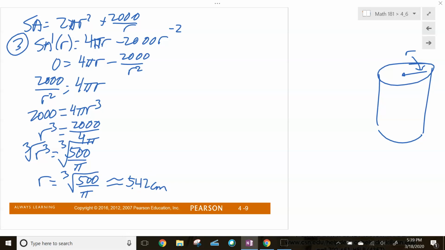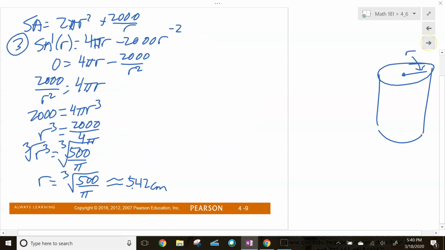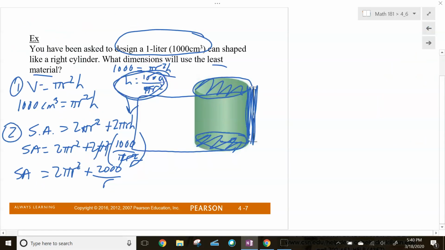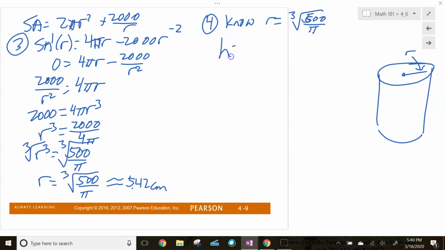Now, back to the question. Let's see if we answered it. What dimensions use the least material? Well, we just know the radius right now. We really need to know the height as well. So let's go back here. If you remember, the height is 1,000 over pi r squared. So step 4: now that we know the radius, 5.42, but I don't want to have rounding error, so I'm going to use 500 over pi here. The height was 1,000 over pi r squared.